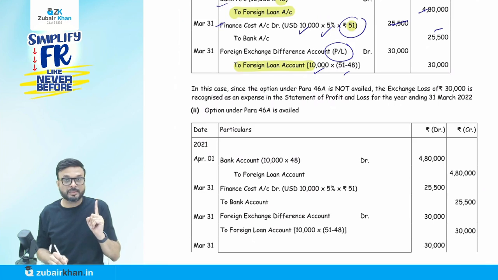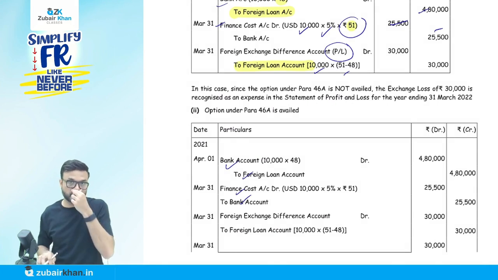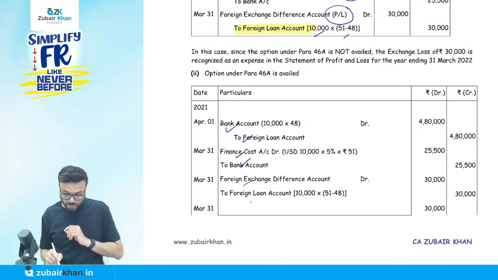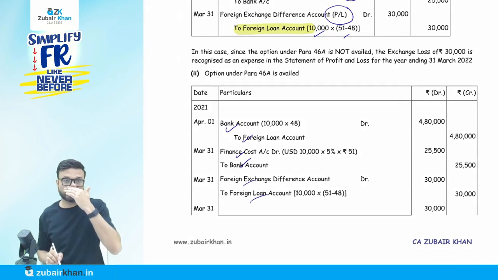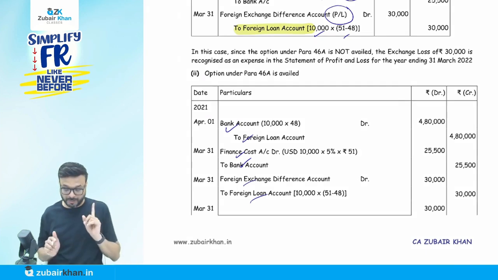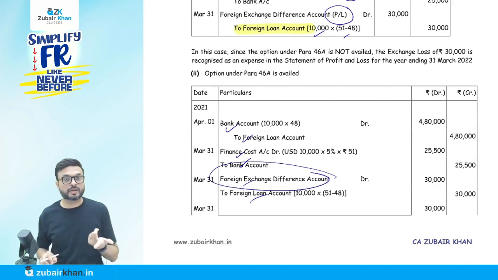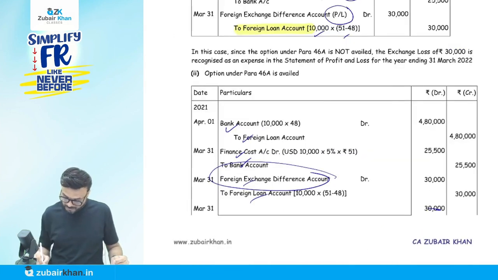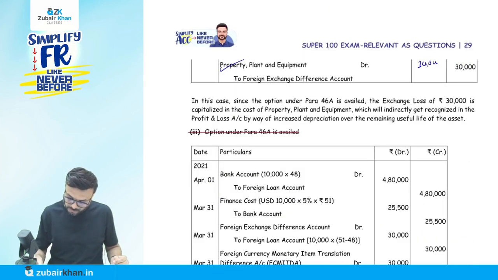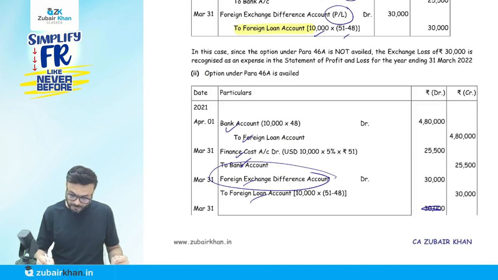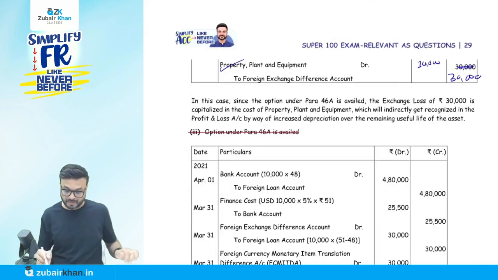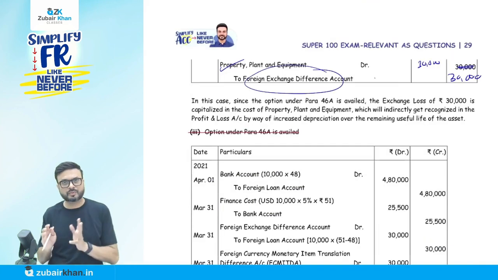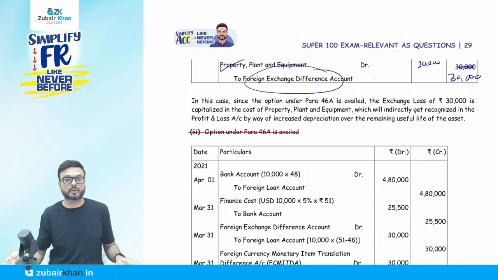So first we took a loan, same entry, bank account debit to foreign loan account. Interest, same calculation, finance cost account debit to bank. Then the foreign exchange loss account debit to foreign loan, the loss of 3 rupees per dollar, coming to a total of 30,000. But this foreign exchange loss, instead of taking to P&L, we adjust in property, plant and equipment. Directly you can pass the entry: PPE account debit to loan. First you debited here and then you credited your foreign exchange loss. Anyway, the net effect is PPE account debit to loan account.